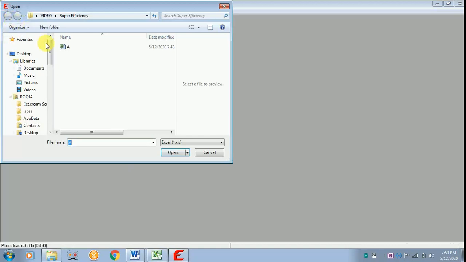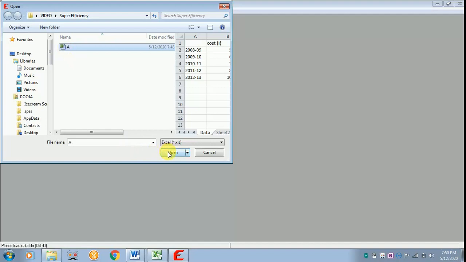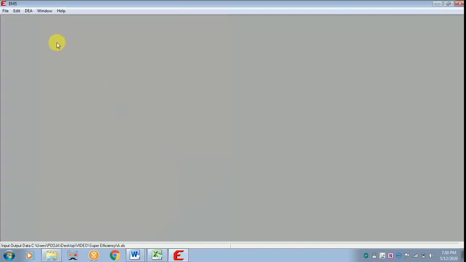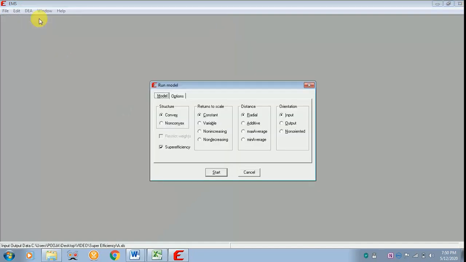So I am just going to the file. Load data. My data name is A, so I'm just going to open it and later go to DEA, run model. Let the structure be convex. I need which bank is super efficient, so I am just clicking super efficiency over here. Let everything be as default and click start.